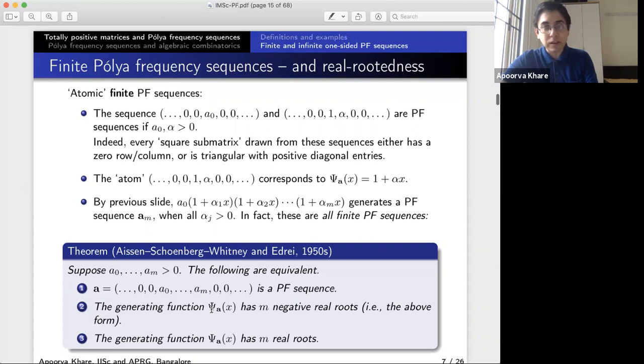The claim is, and this is the way you find this written in, say, combinatorics texts, like Brändén has a survey, Brenti has a memoir, and they write that if the generating function is a real rooted polynomial, then that is generating a Polya frequency sequence. But you see here we always require negative roots, because 1 plus alpha 1 x should be 0. So it should be negative alpha 1 inverse, and these alphas are positive. So how does one prove that if it has real roots like this, then it has negative real roots?